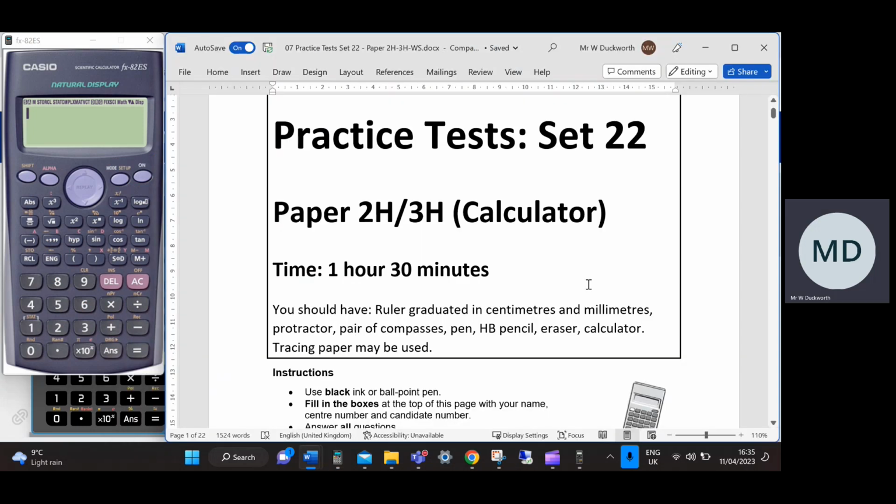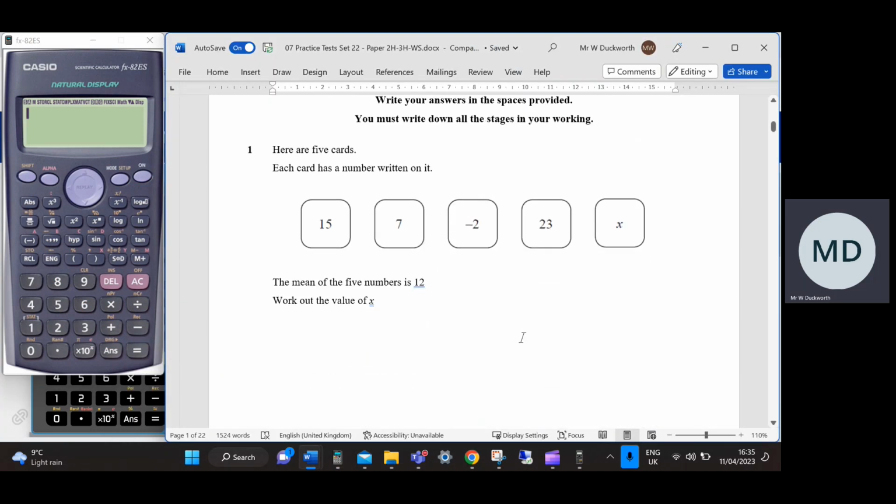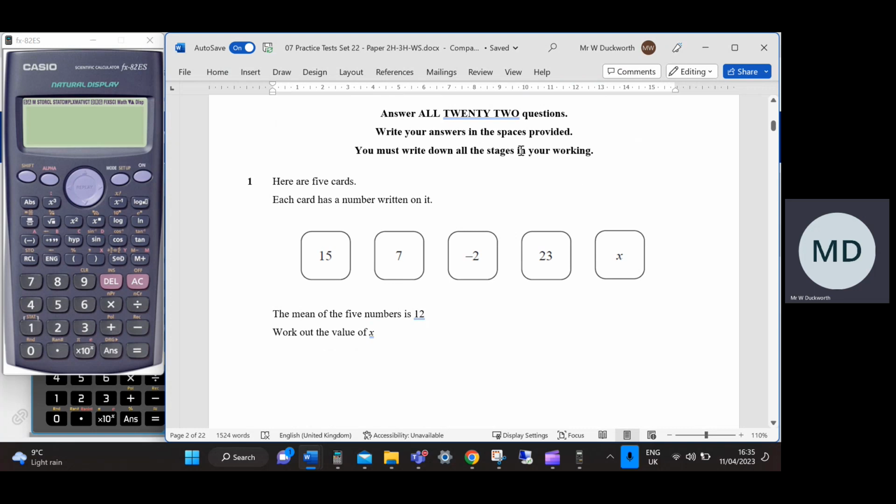Okay, let's kick off then. So question 1. 22 questions, so we'll see, I might cut it down to 2 videos, depending on timing. So here are 5 cards. Each card has a number written on it, and we've got some of them and one with an X on. The mean of the 5 numbers is 12. Work out the value of X.